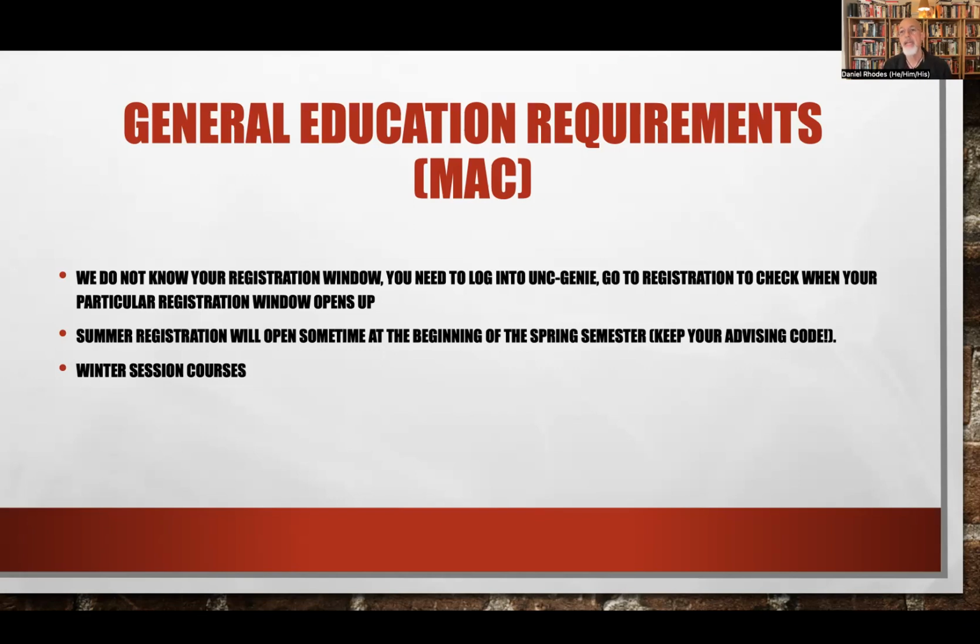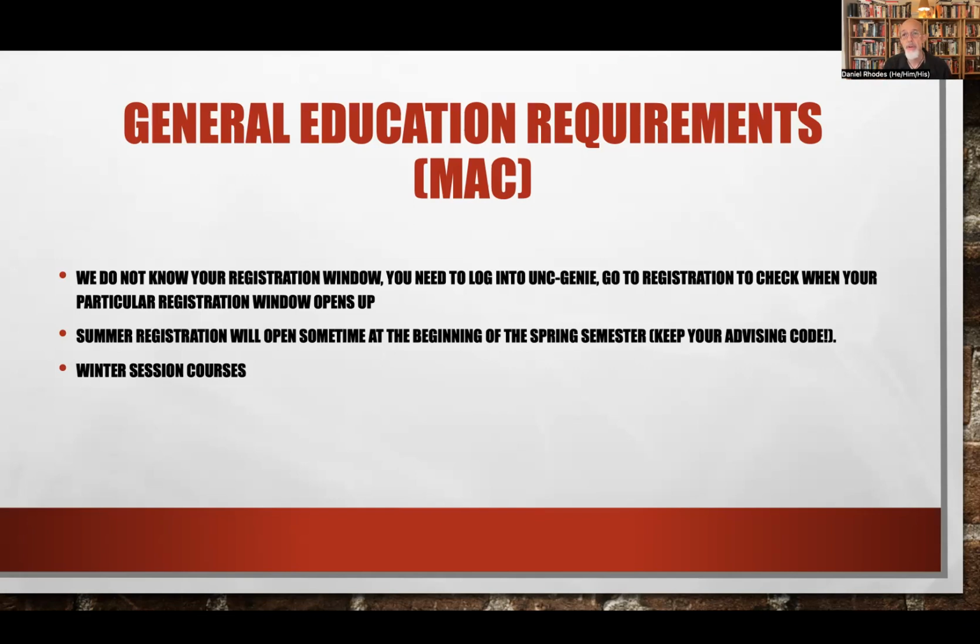I'm not sure of the date. Historically, the summer registration opened up at the same time that the fall registration opened up for spring courses. They've changed that. So they'll let us know sometime at the beginning of spring semester. So what that means is you need to keep your advising code. The advising code for the summer registration is the same as for the spring registration. So if you decide you want to take courses over the summer, it's going to be the same advising code that you need for your spring semester.